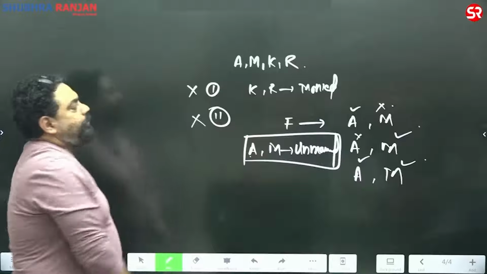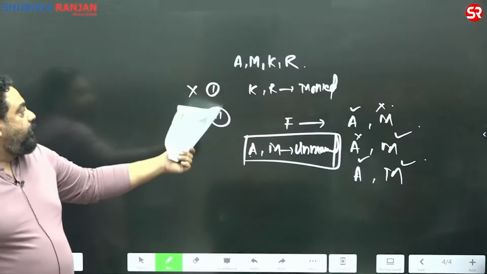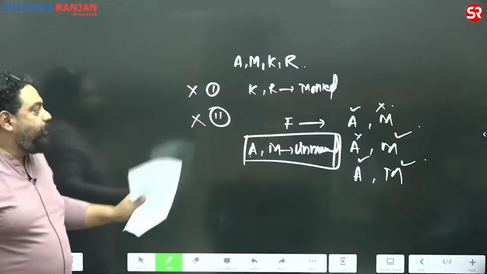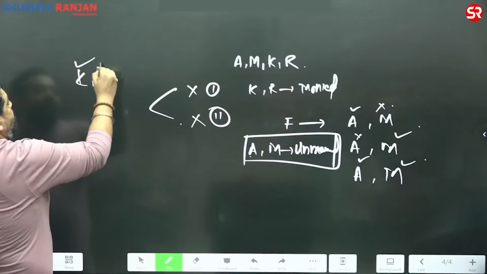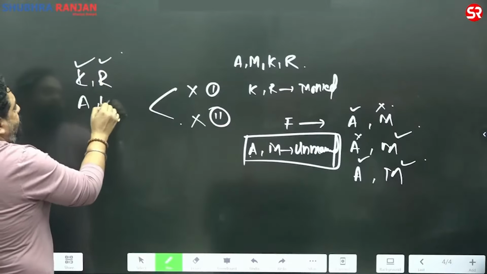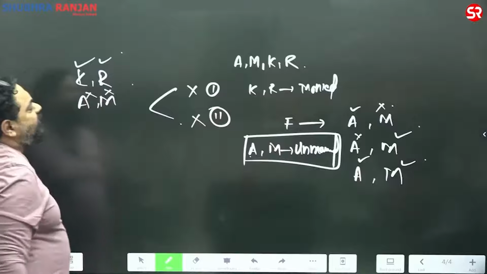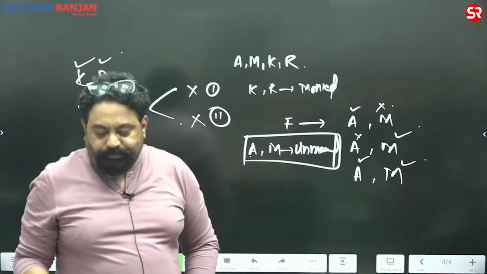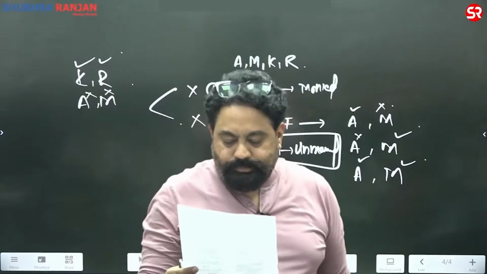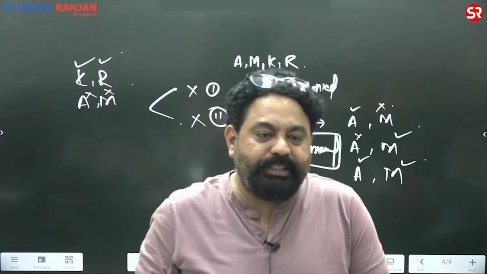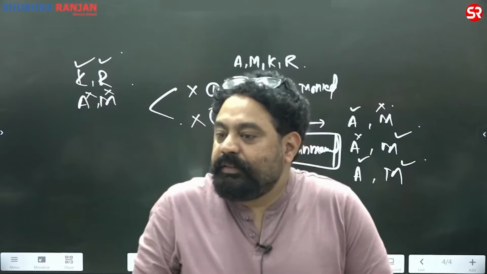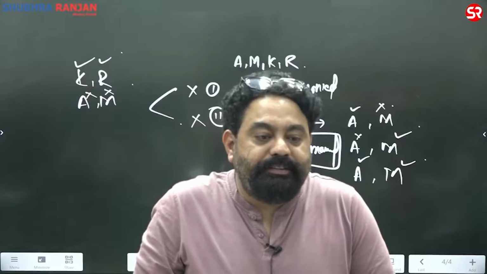But then we don't know the status of K and R. If I combine both, I get K and R are married and A and M are not married. So yes, 3 is the answer. Question 26 is done. Guys, 26. Anyone have any problem? Navneet?